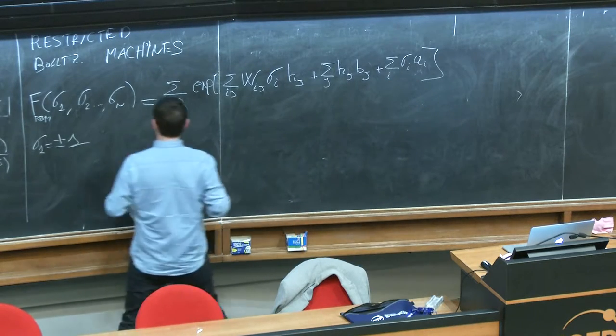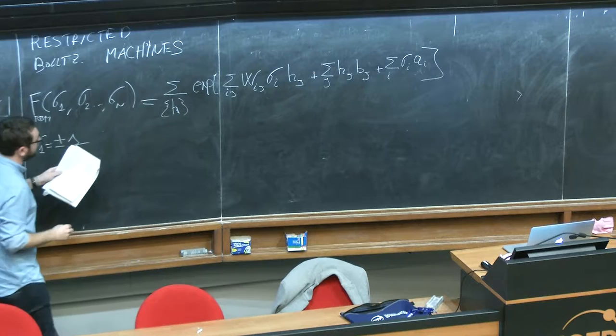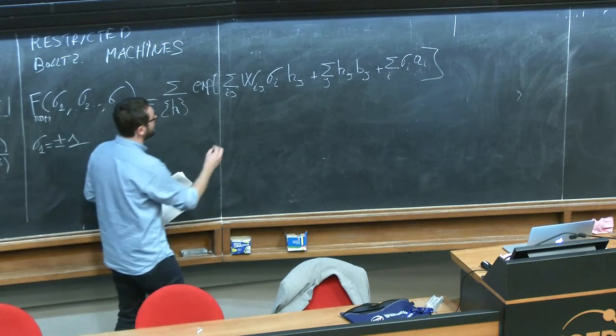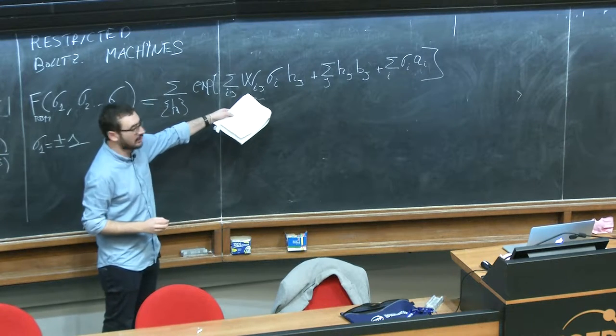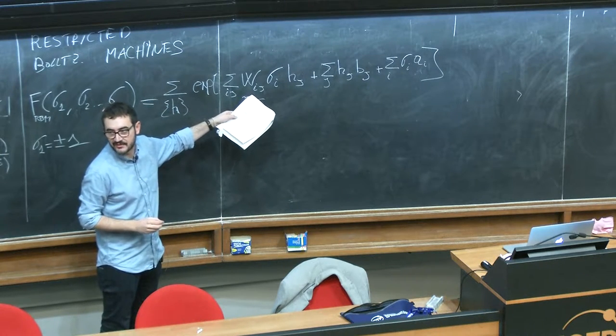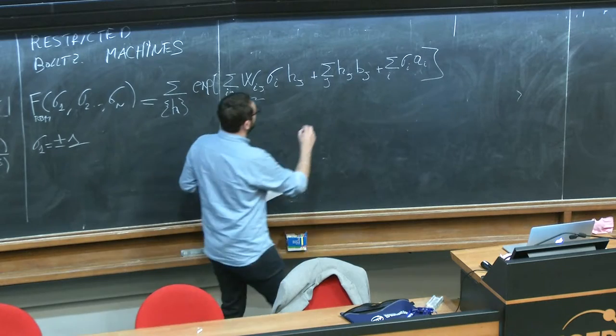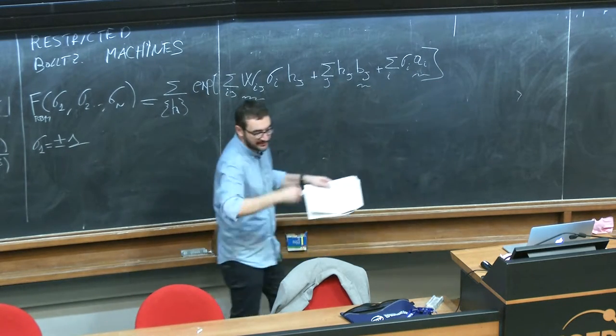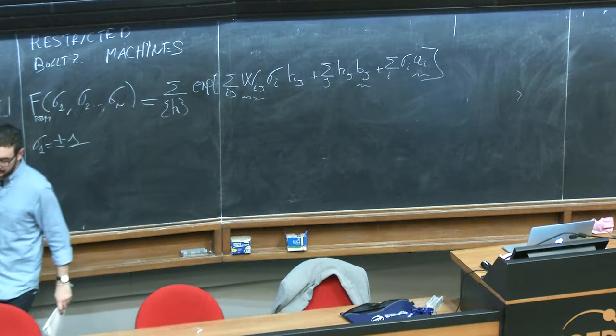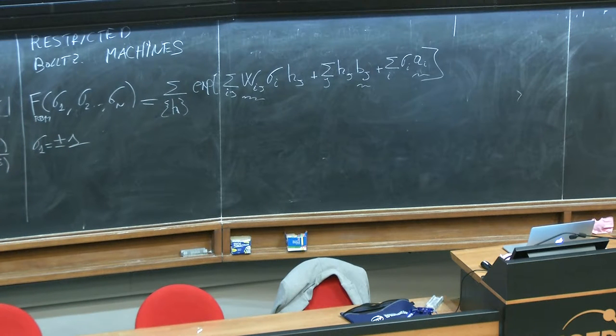So let's see what it means. In this partition function, the parameters to be determined are the following. First of all, the interaction matrix, these weights w, then these biases, and then this bias for these fields, if you want, for the classical spin variables sigma.